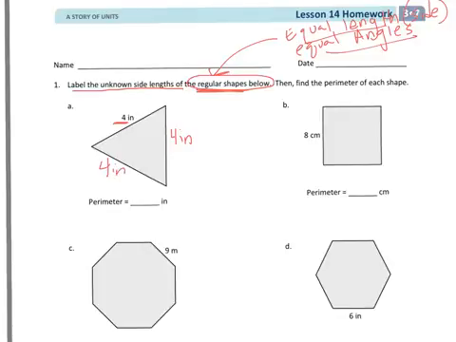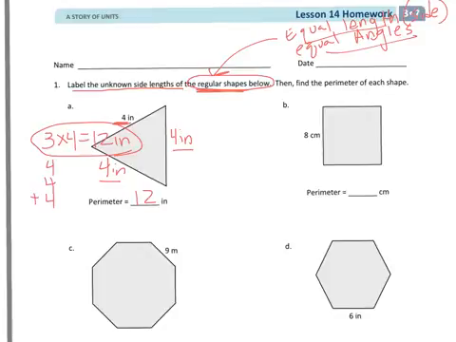And then I have to find my perimeter, and I know that I have 1, 2, 3 of these. I have 3 groups of 4, so 3 times 4 is 12, and that's inches. So that's my perimeter. So I can show it either through multiplication, or if I really needed to, I can do repeated addition for it as well.